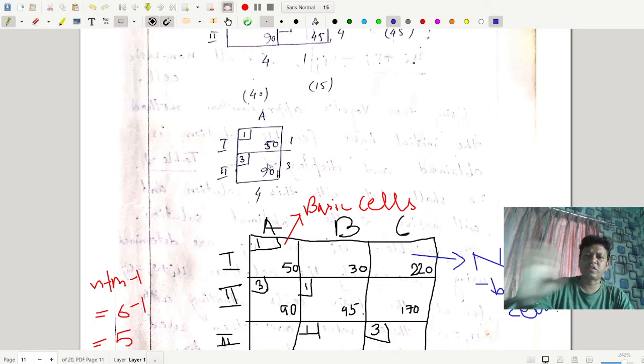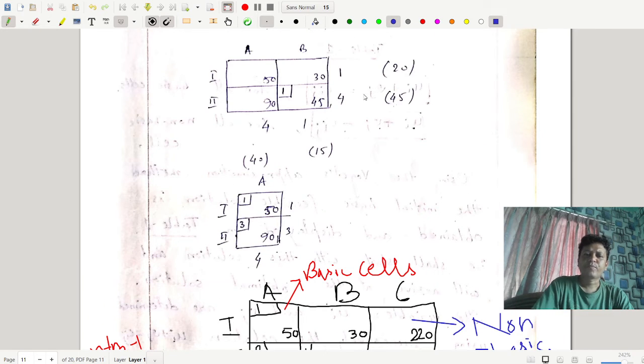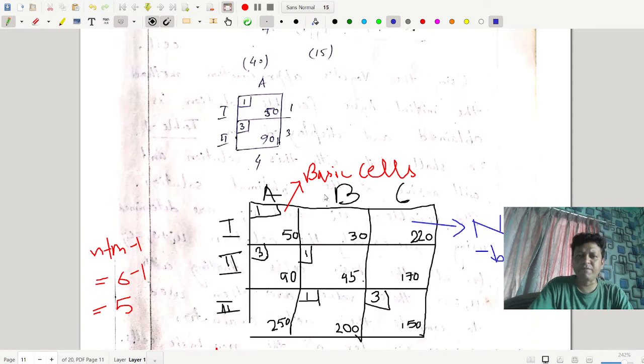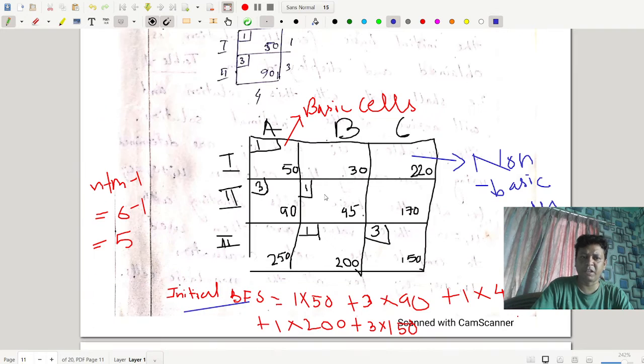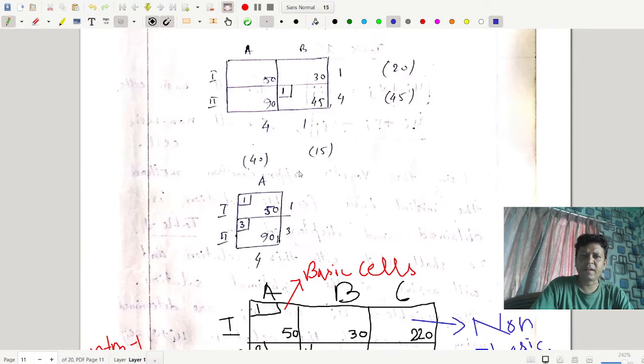Doing the same process. This is VAM, the Vogel's approximation method, and you have finally this table. This is the next one, 50, 30, 90, 45, and do the same process. Out of this, your maximum is 45.